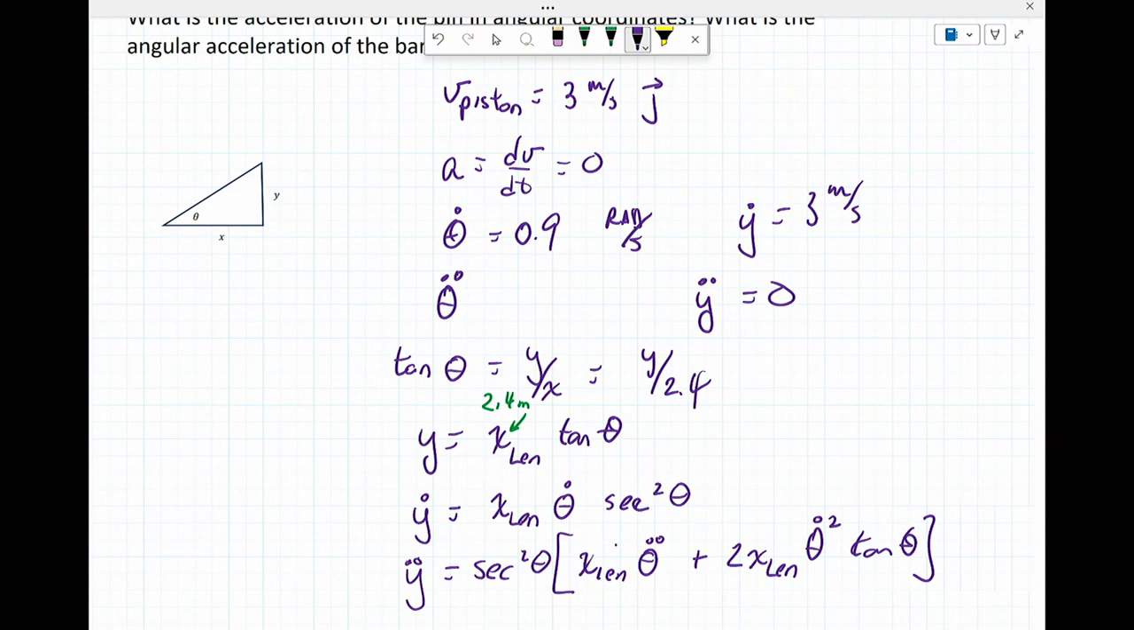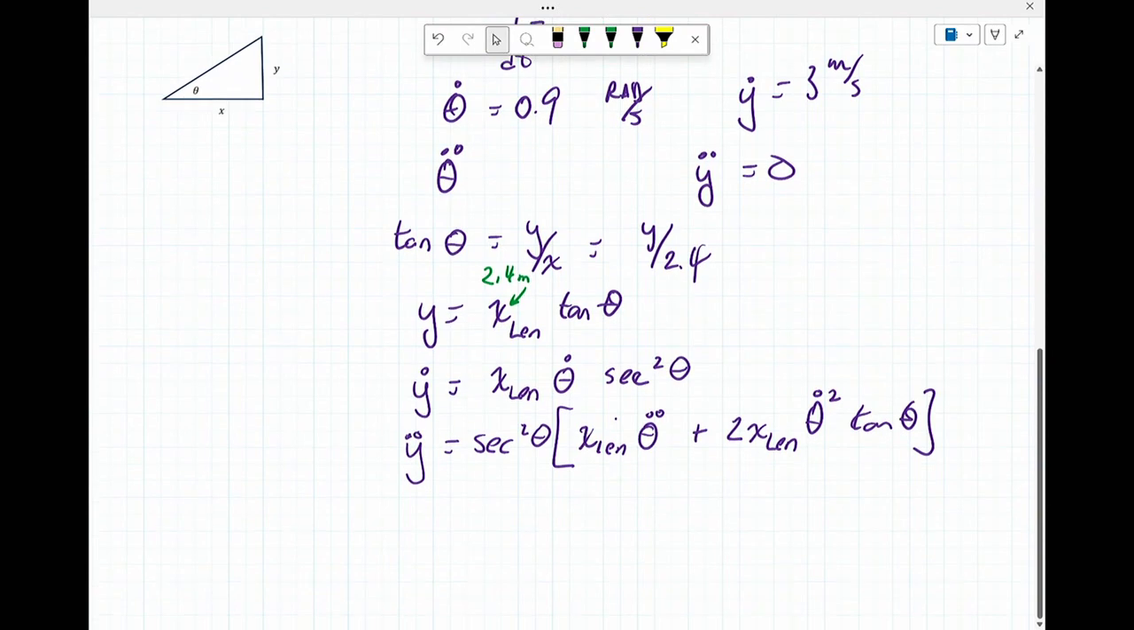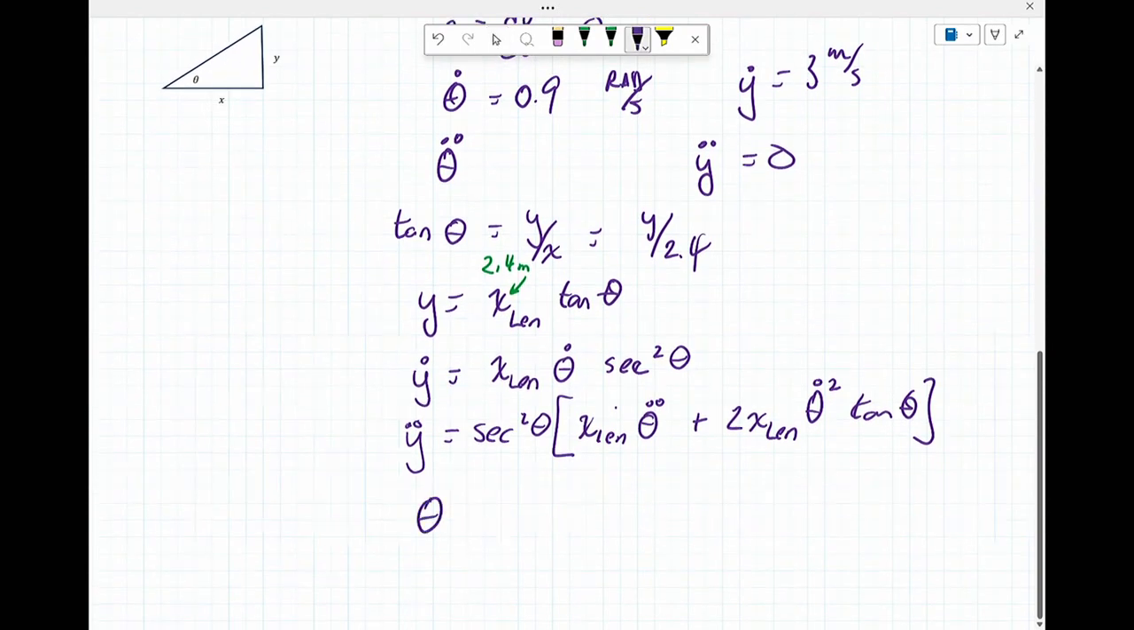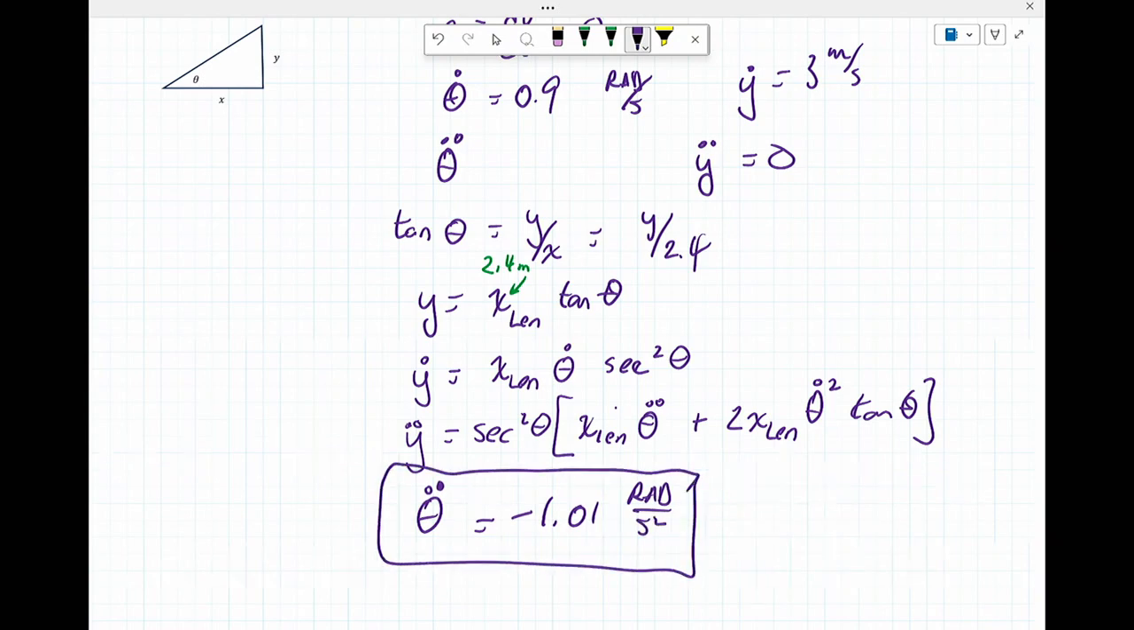I know y double dot is equal to 0, but I don't know that theta double dot is equal to 0. So theta double dot ends up being equal to minus 1.01 rads per second squared. This is all geometry. It's kind of crazy geometry at various points, but it's all geometry.